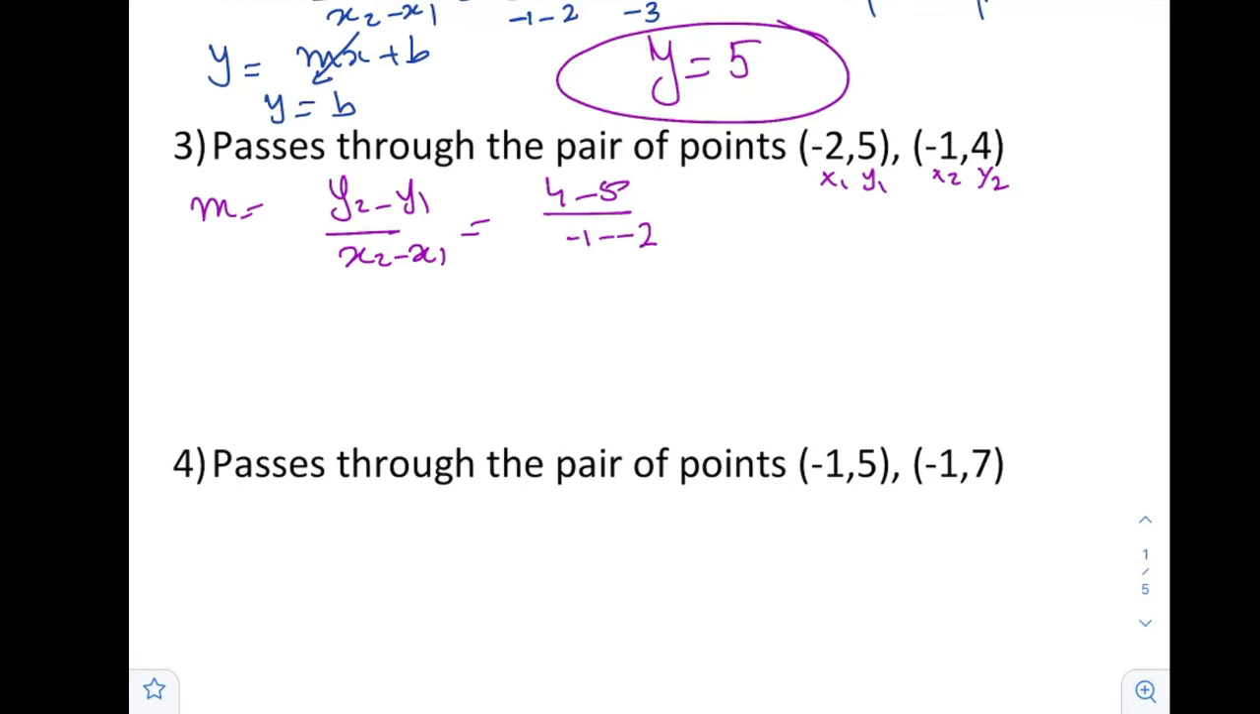Remember, we are taking care with the signs. So this is minus 1 over minus 1 plus 2, which is 1, so it is negative 1. And we will apply y equals mx plus b. Replace this m by minus 1.